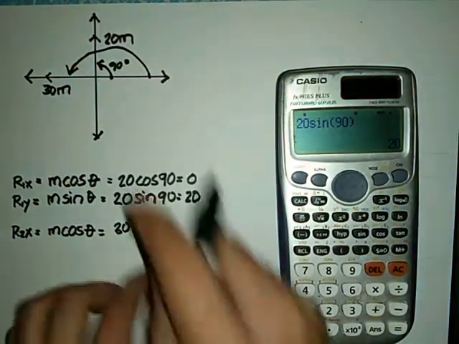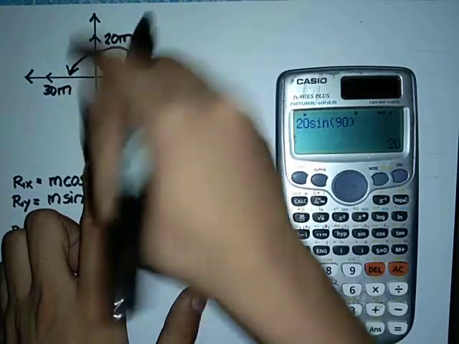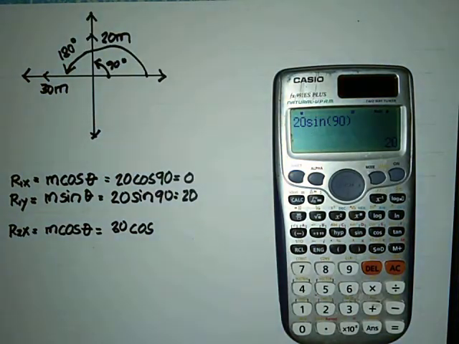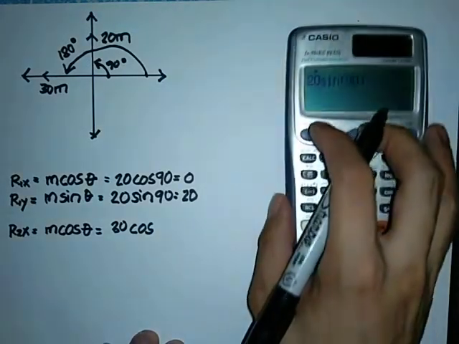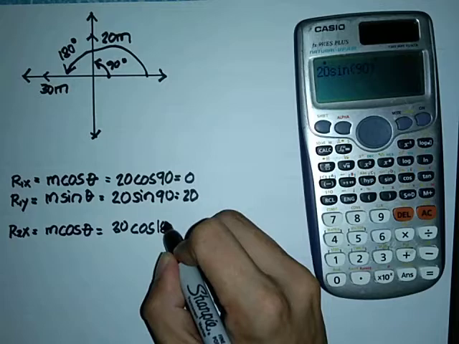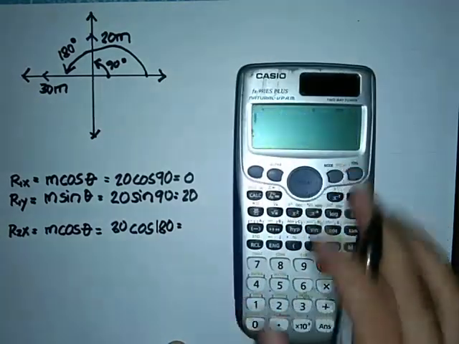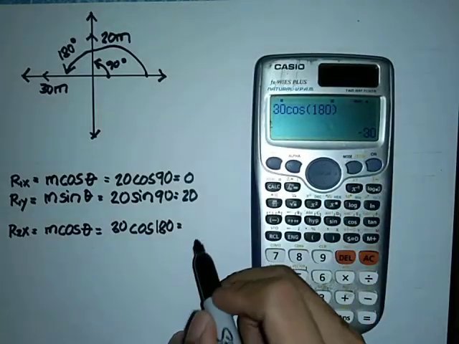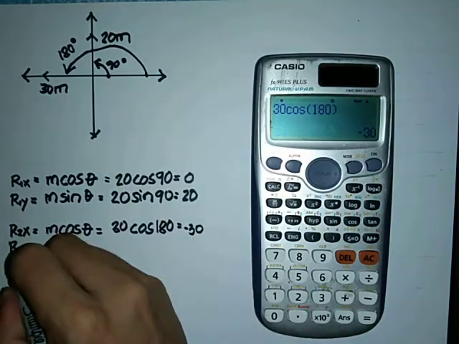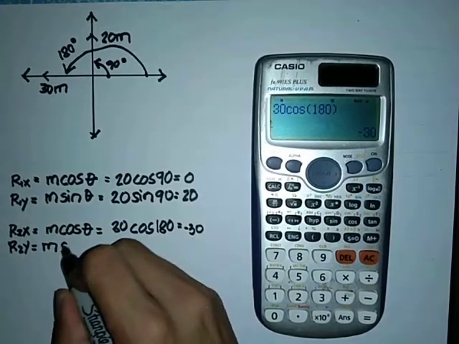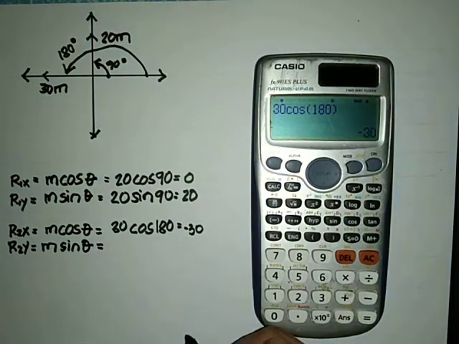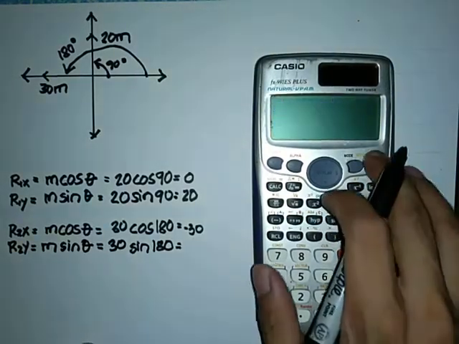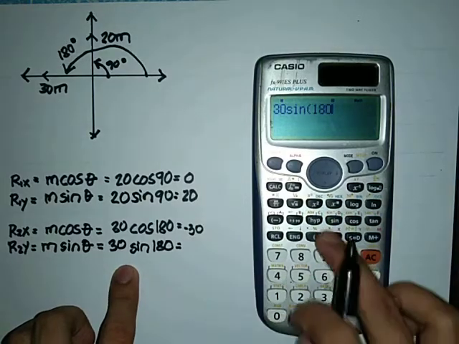So ano nga ba ang sukat niyan? Sukat nito, wala dito hanggang sa 30 meters, so we have 180 degrees. So since 180 degrees yung ginagamit natin, we will have yung ating 30 cosine 180 degrees. So once we input that in our calculator, we will have 30 cosine 180 degrees, and that is equal to negative 30. And for our R2y, now we will have m sine theta that is equal to 30 sine 180 degrees, which is equal to 0.